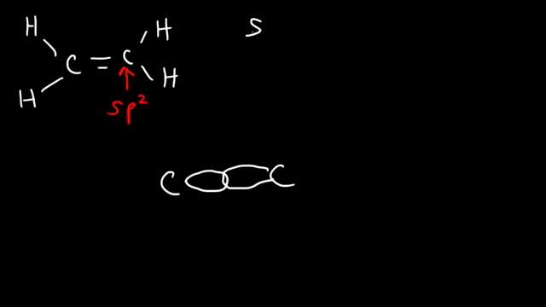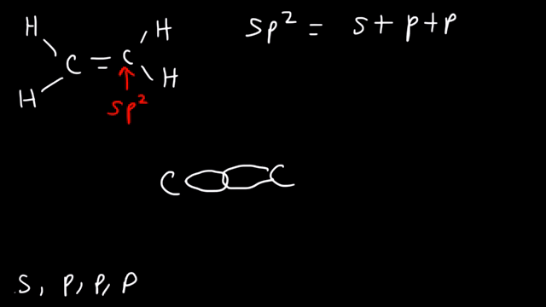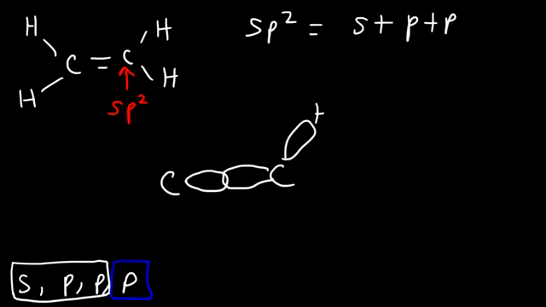So that means that out of the 4 orbitals that carbon has, we're only mixing 3, 1 s and 2 p orbitals. But before, we had a total of an s and 3 p orbitals. So we're using only these to make the sp2 hybrid orbital, which means one of them is unhybridized. The CH bonds will look the same as before.